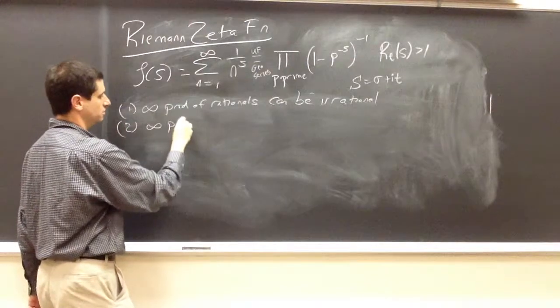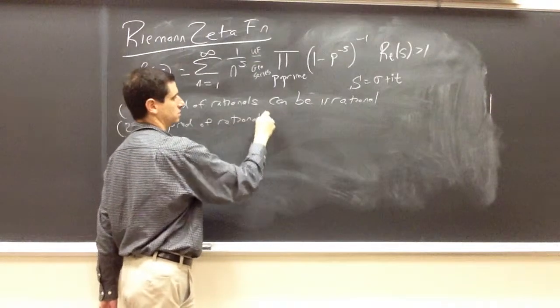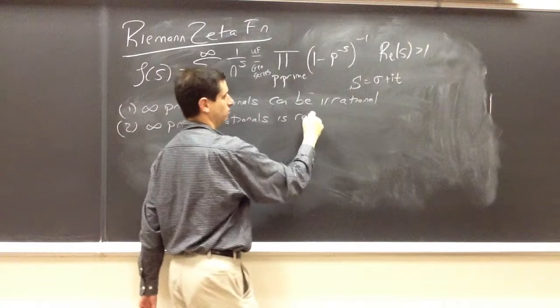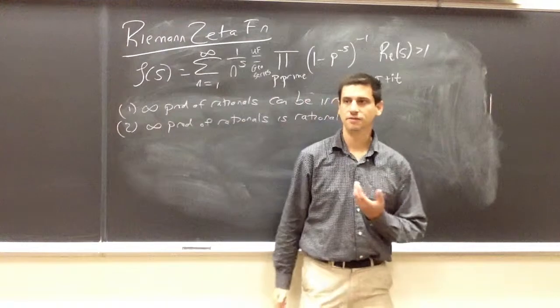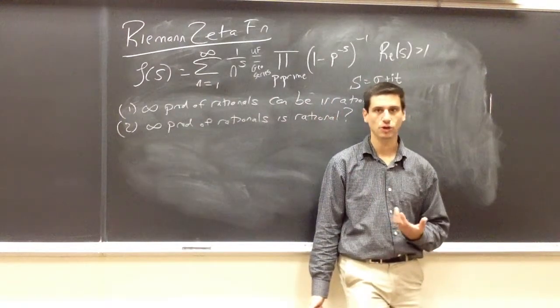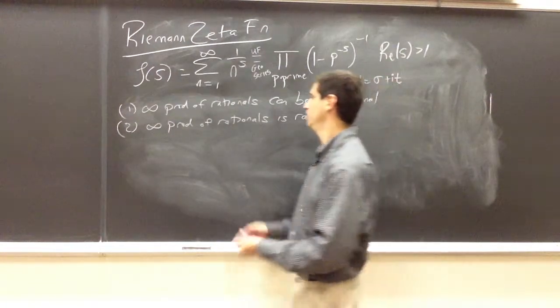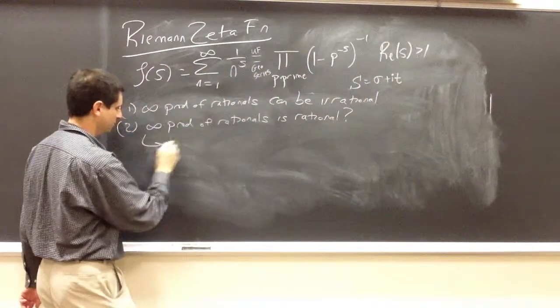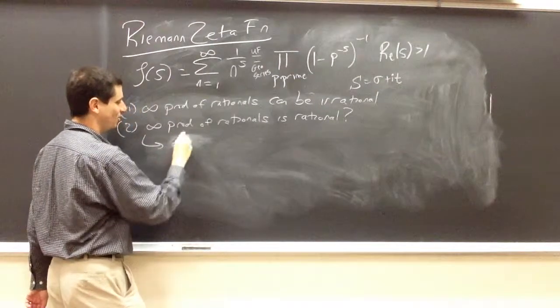An infinite product of rationals is rational. What do you think? If I have an infinite product, must it be irrational? Or can I, yes? You just have all ones. Okay. So we have the all ones.